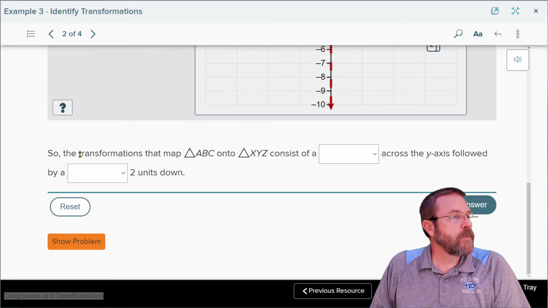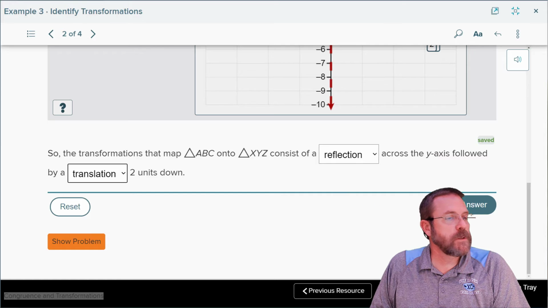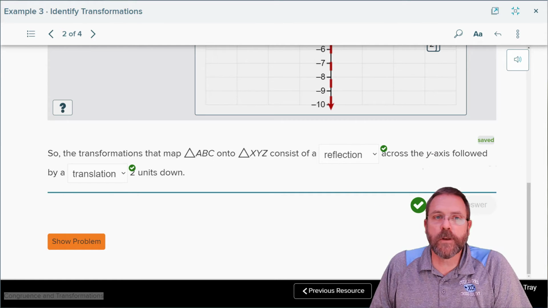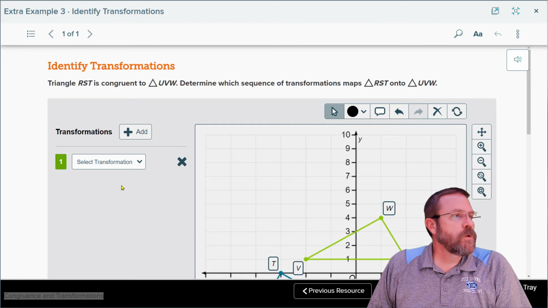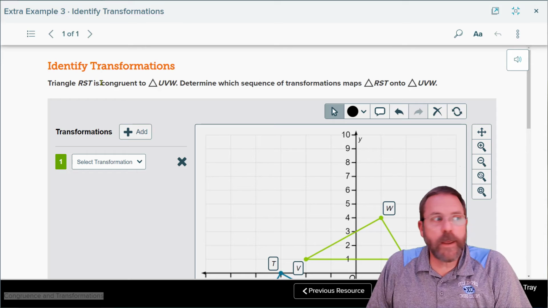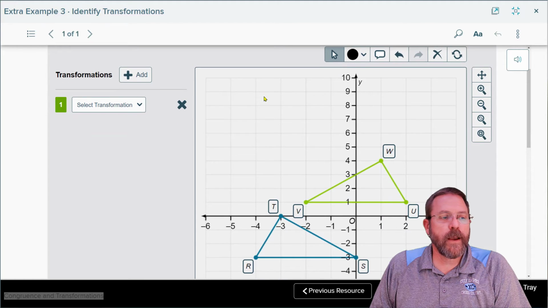Coming down to the bottom of that, it says, so the transformations to map ABC onto XYZ consist of a reflection across the y-axis followed by a translation 2 units down. Check your answer. That's all there is to it. Once again, it's going to be your turn. Triangle RST is congruent, we know that, to UVW. Determine the sequence of the transformations. Go ahead and work on that one right now.